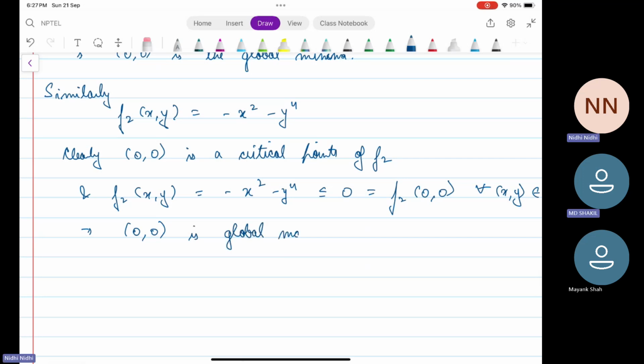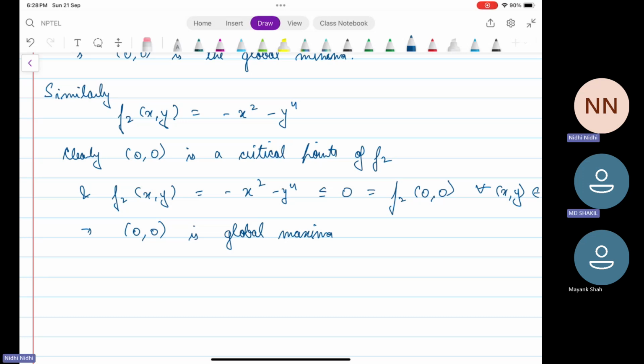Here we have to check that 0 is the value of that function at some point. In this case, it was very easy to see now because f at 0, 0 will be 0. And since we had even powers, x square, y power 4, we were easily able to find the relation between the function values and 0.